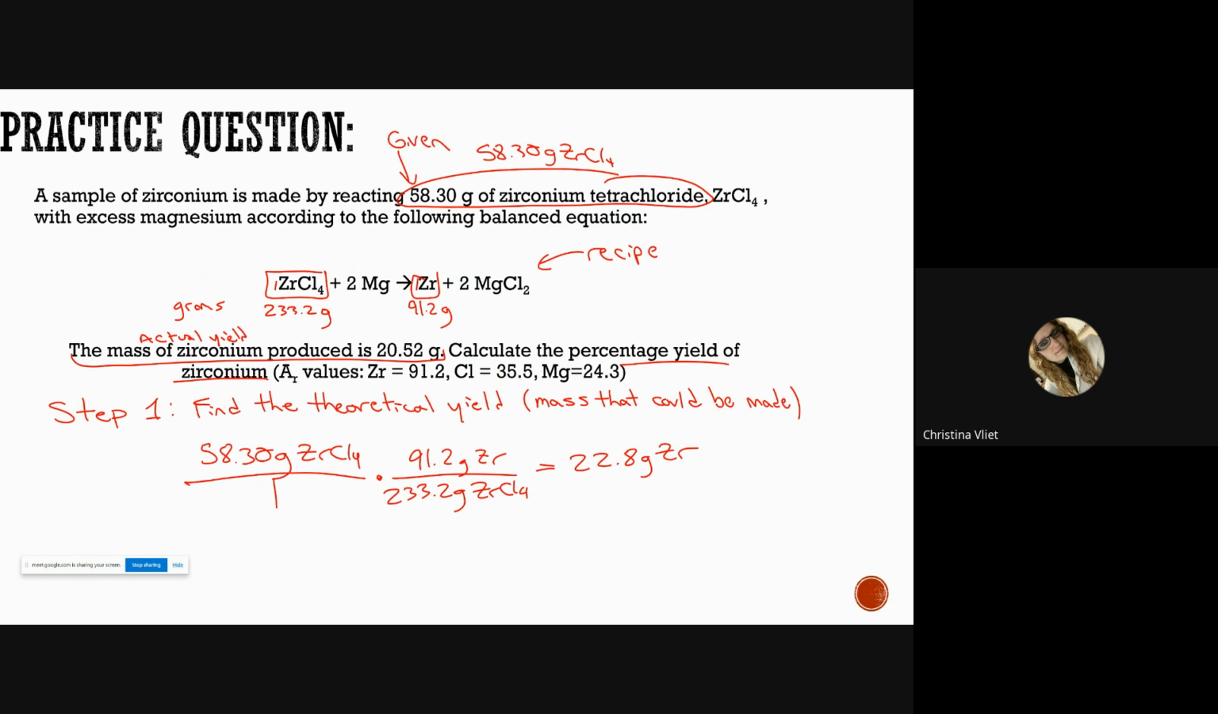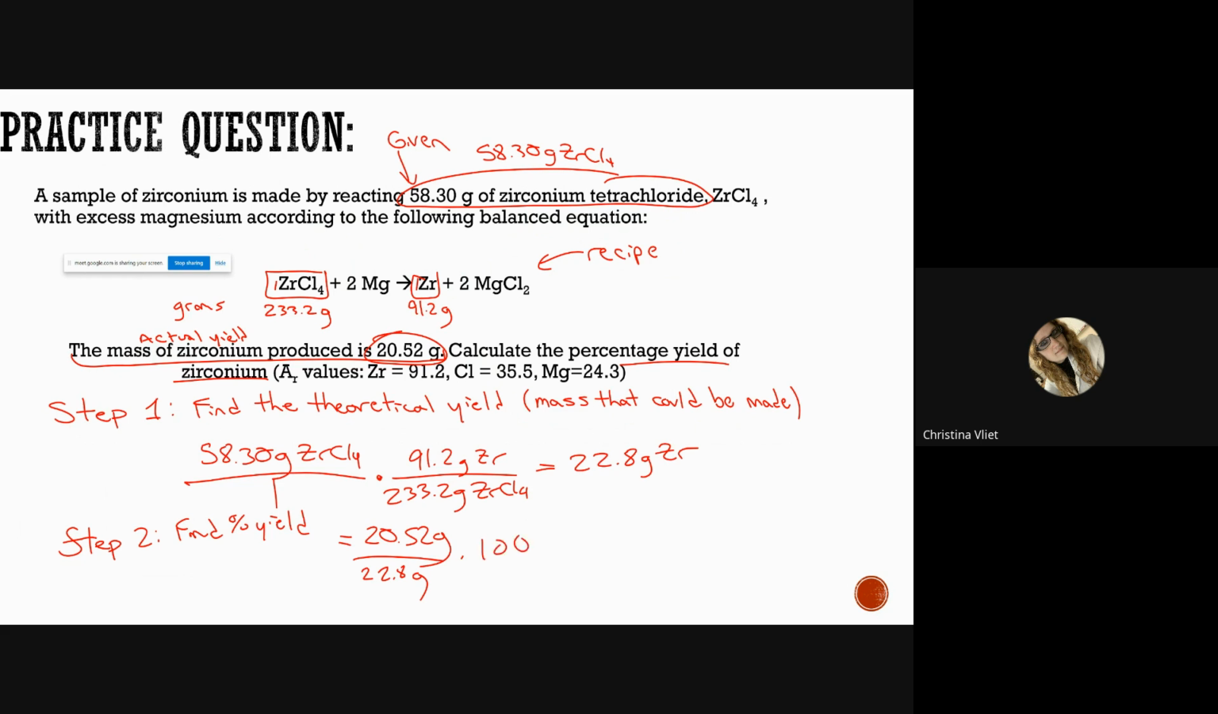So now I have to plug into step 2. Find percent yield. Remember, the actual yield goes on the top. The actual yield here is 20.52, so put 20.52 on the top and put what on the bottom? 22.8, multiplied by 100. That person has very good yield. 90%. That means they got 90% of what they were supposed to get.